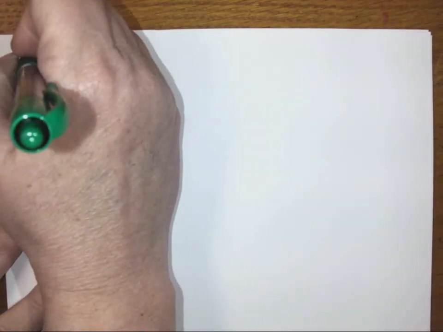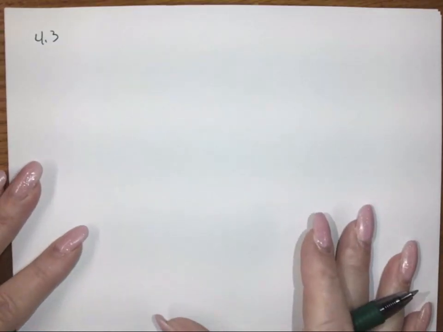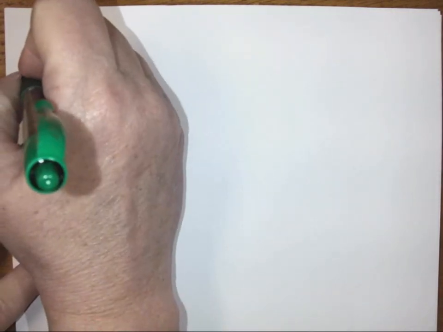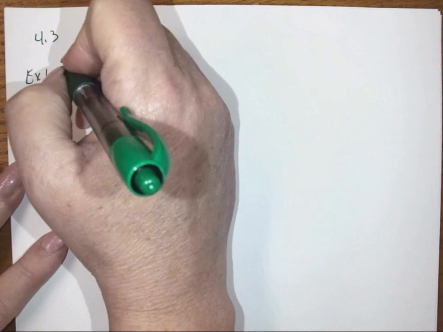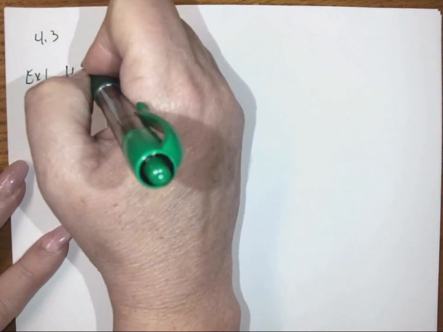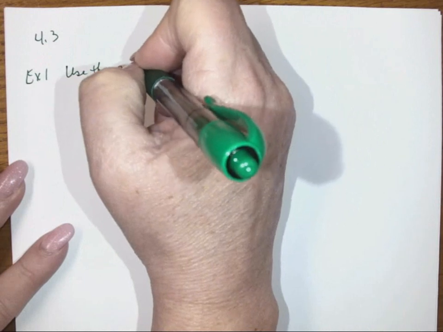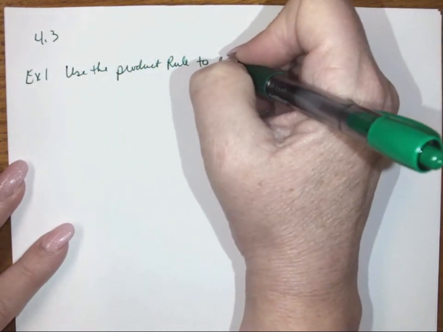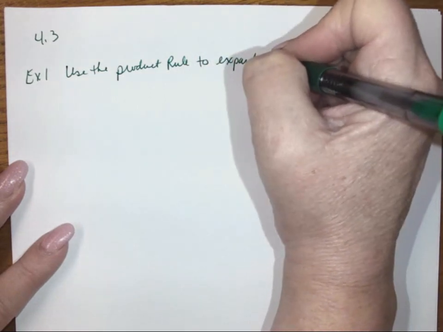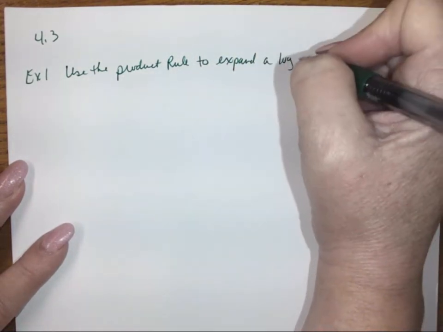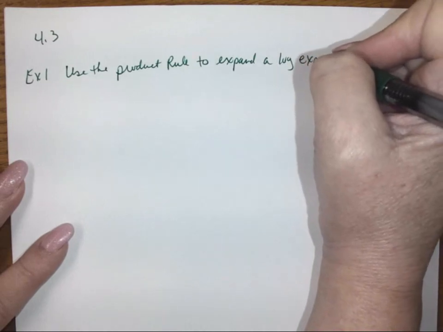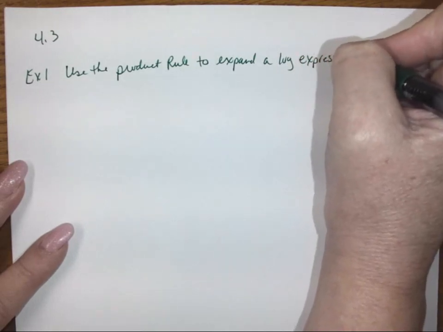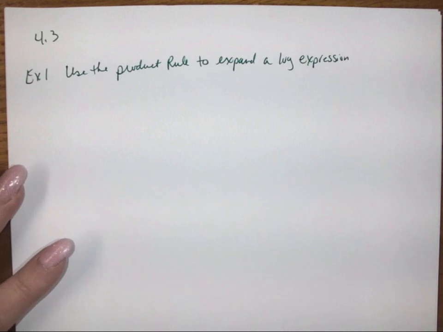Let's do some examples. So this is 4.3 and example 1. We're going to use the product rule to expand a log expression. Remember, again, that's a logarithm, but we're going to call it log just to make it easier.